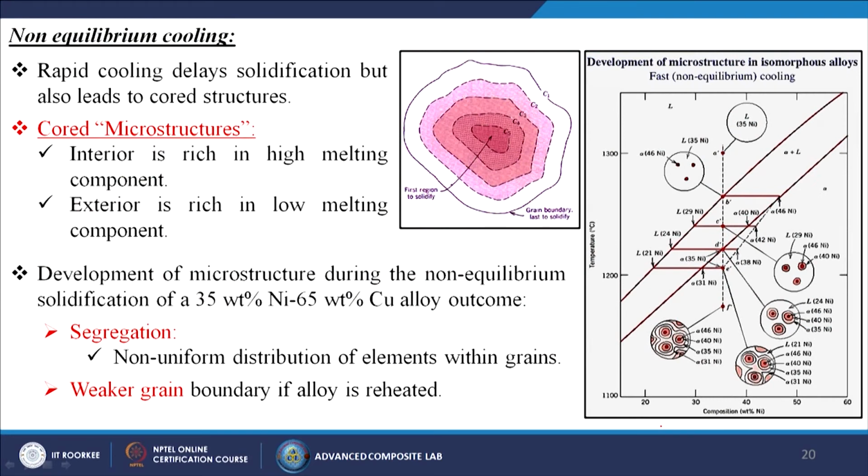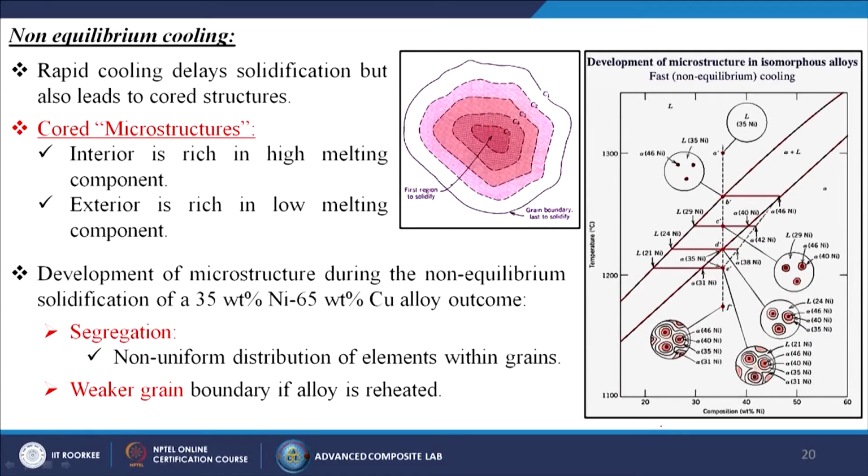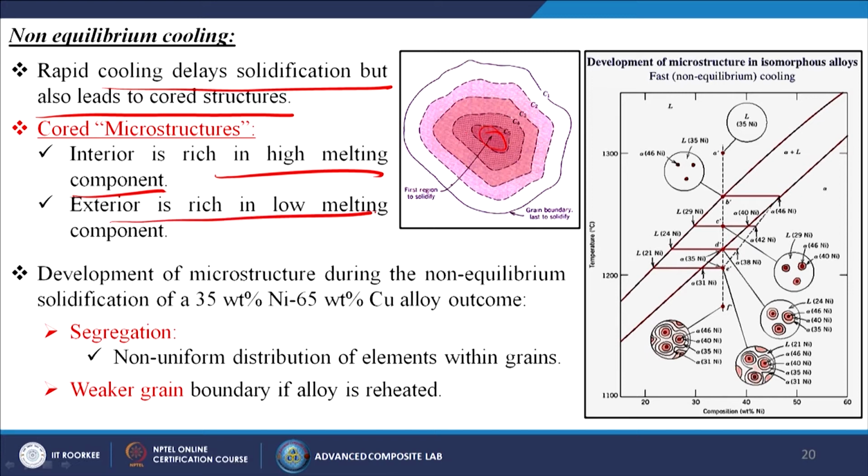Till now we have been discussing equilibrium cooling. Now we are going to discuss non-equilibrium cooling. Generally, rapid cooling delays solidification, but also leads to cored structures. Cored microstructure means the interior is rich in the high melting component, while the exterior is rich in the low melting component. So, the temperature is going from low to high.